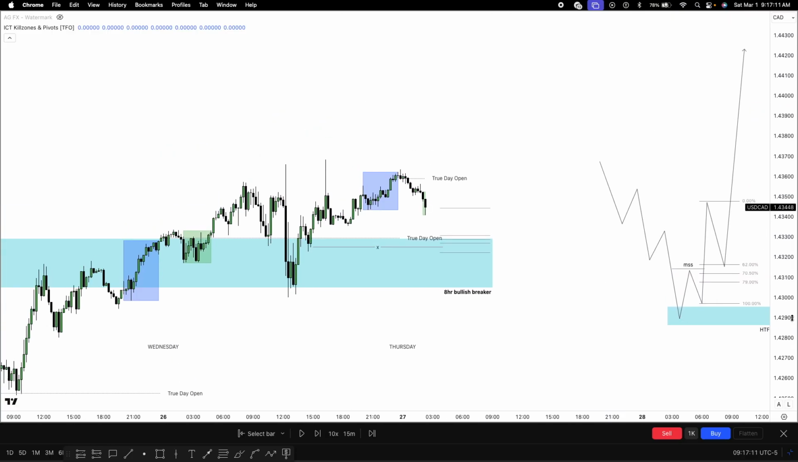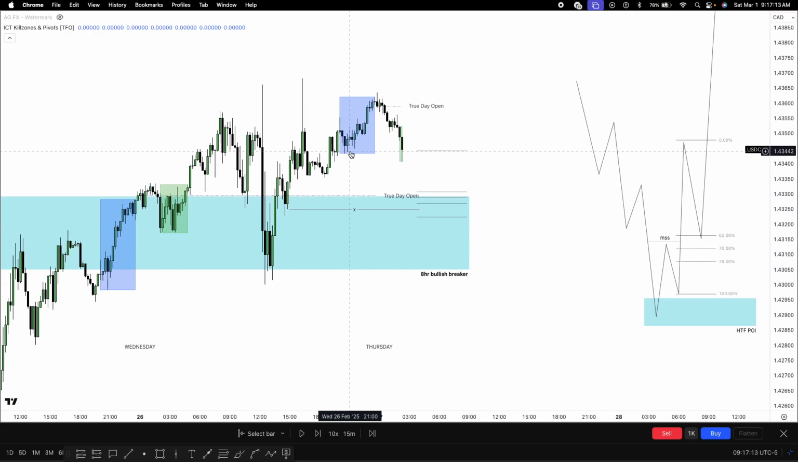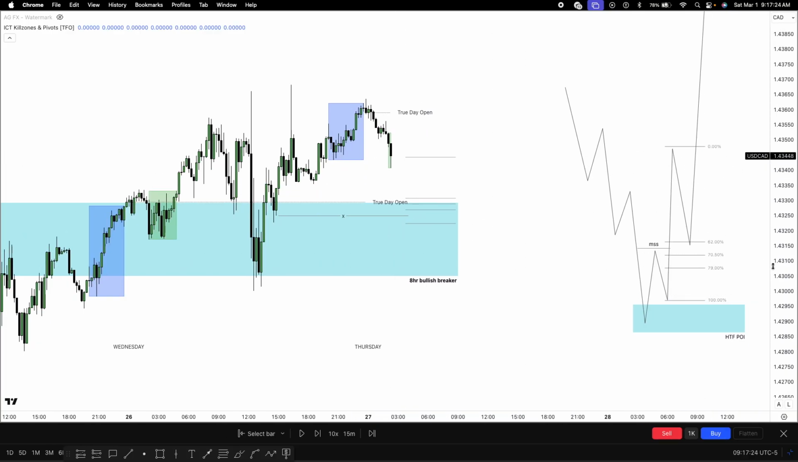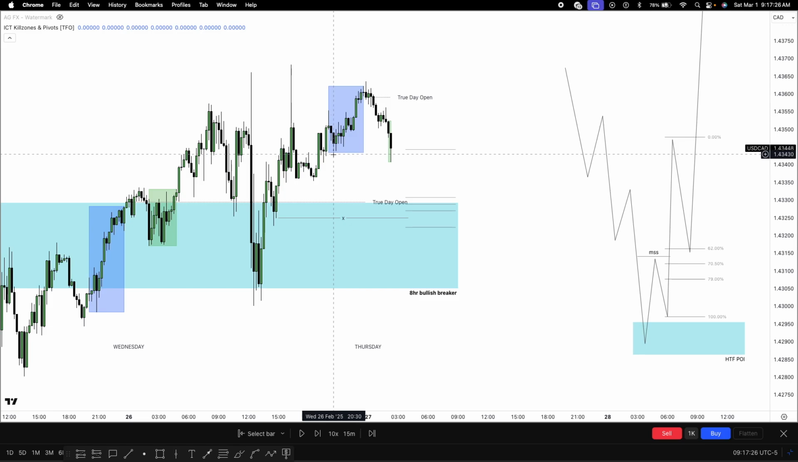So now we're going to go ahead and mark out Asian low. Since you're here, guys, my Asian session is the blue box here. As you can see, Asian low is right here at 2030. As you can see, price came down, taking out Asian low. So the first rule is met. Asian low is taken.